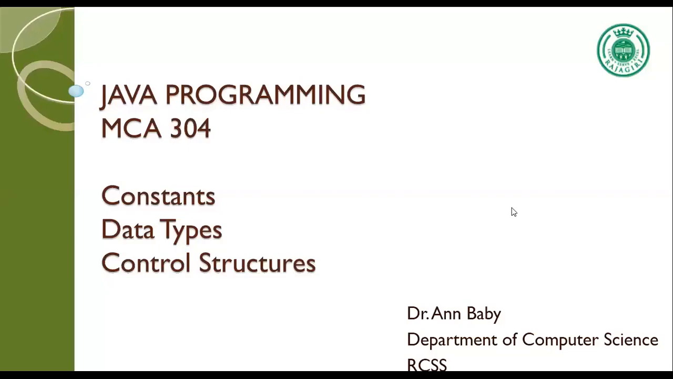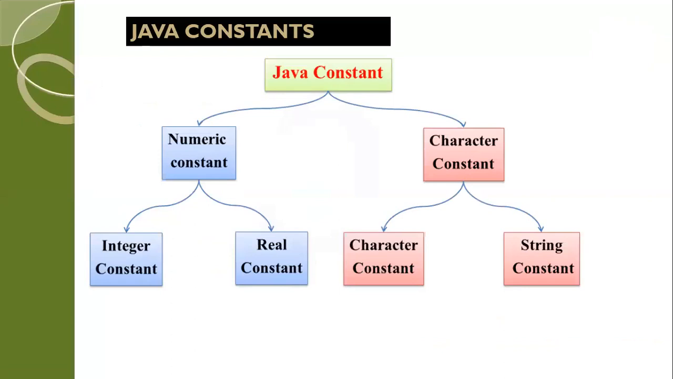Good morning. Today we will see about the various constants, the various data types, and the various control structures used in a Java programming language. Java constants are mainly classified into two. We call them numeric constants and character constants. In numeric constants, we have both the integers and the real constants. In character constants, we do have the single character constants and the string constant, which is a combination of many characters together.